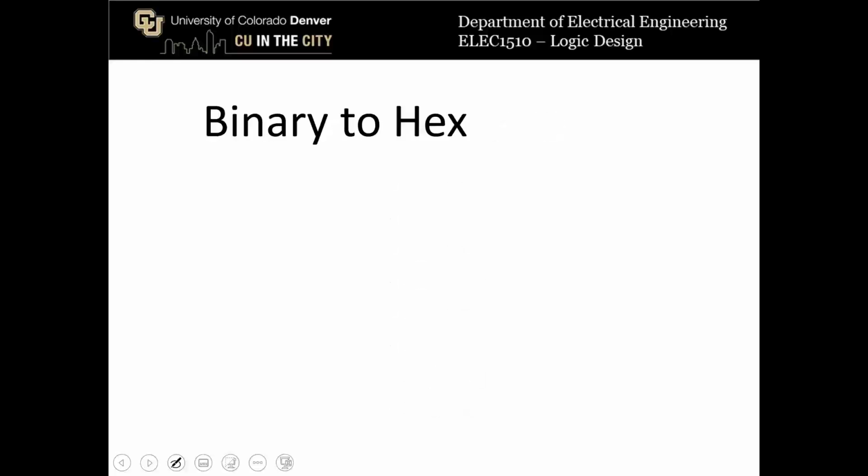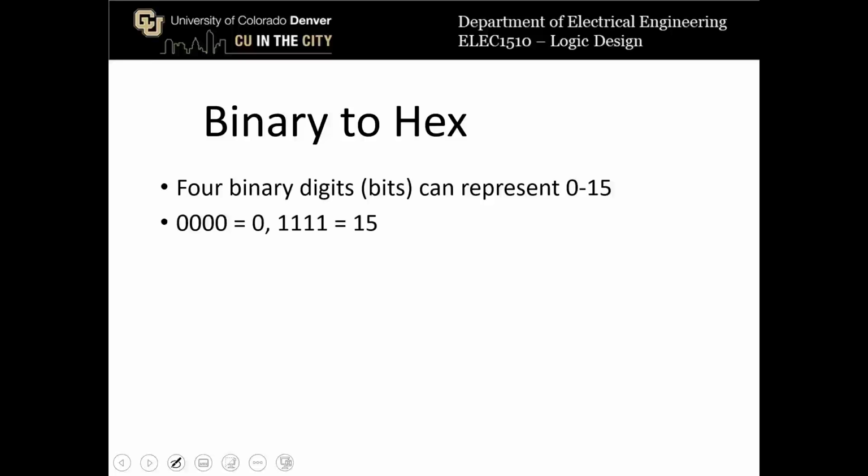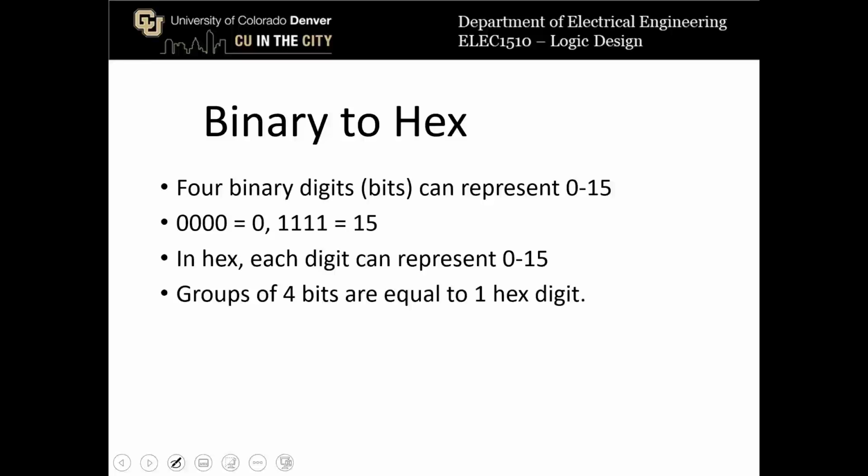All right, so converting binary to hex is very similar. 4 binary digits or bits can represent the values 0 through 15. So for example, 0000, 4 bits is 0, and 1111 converted into decimal is 15. In hex, each digit represents 0 through 15. And that was 0 through 9 and then A through F. So groups of 4 bits in binary are just equal to 1 hex digit.